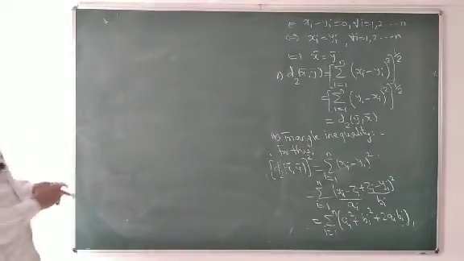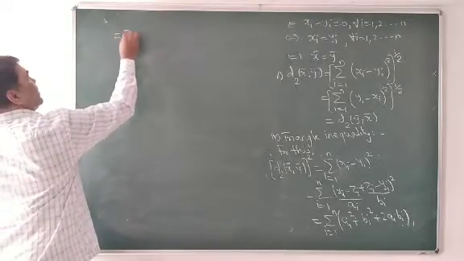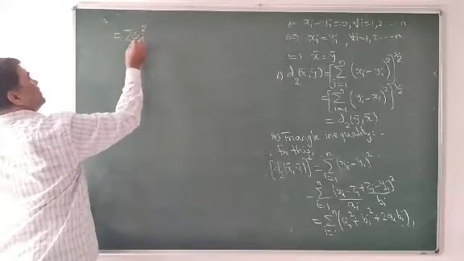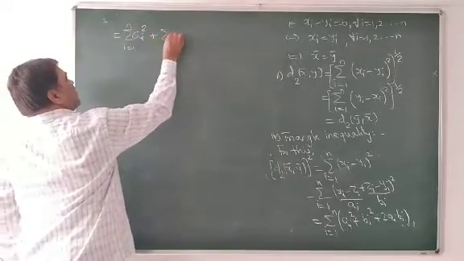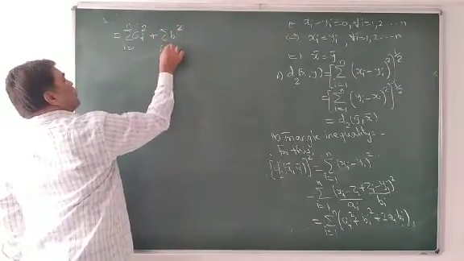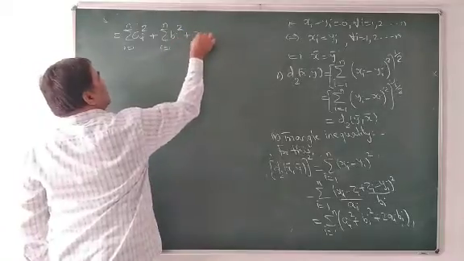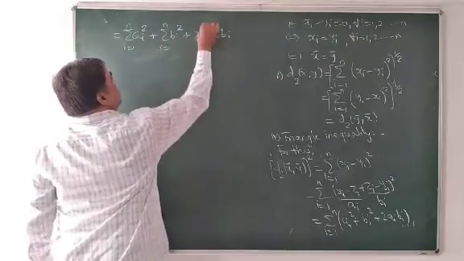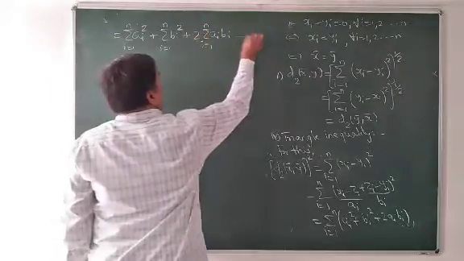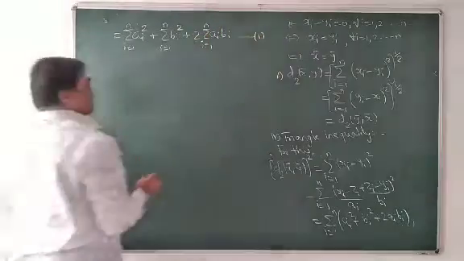We will separate that sum. This is equal to summation of ai square, i equal to 1 to n, plus summation of bi square, i equal to 1 to n, plus 2 times summation of ai bi, i equal to 1 to n. For this we will take it as 1.